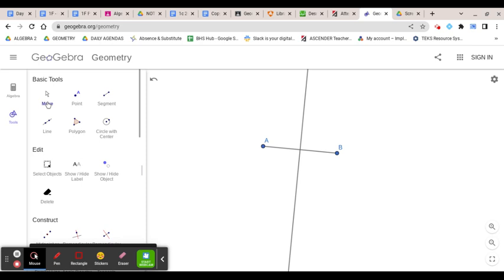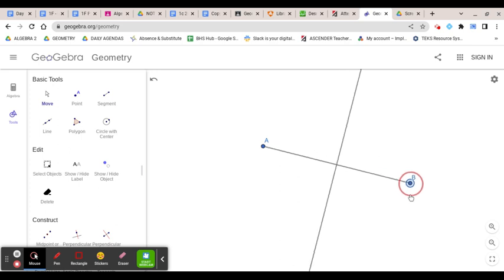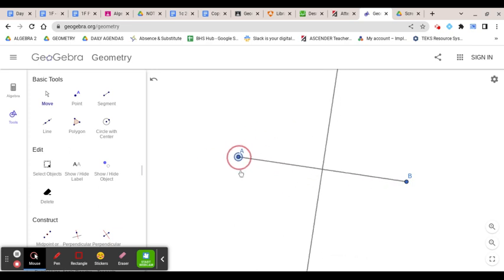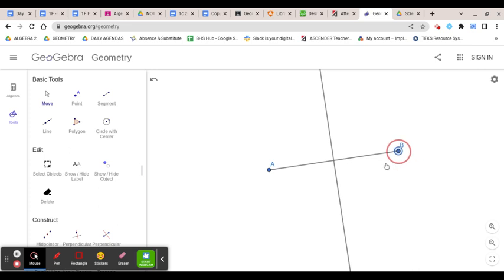Another thing that's cool is I can move this thing and if I hit the move thing, I move one of these points, I move AB, and that perpendicular bisector moves with it. So it still cuts it in half at 90 degrees no matter what. So it's kind of a cool little interactive tool that we can see here.